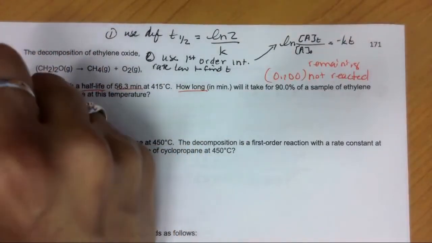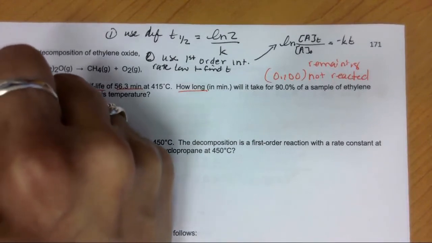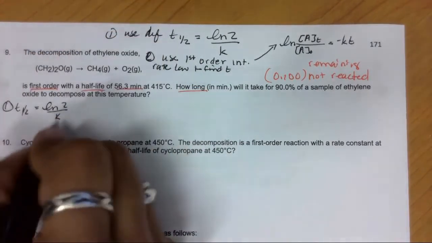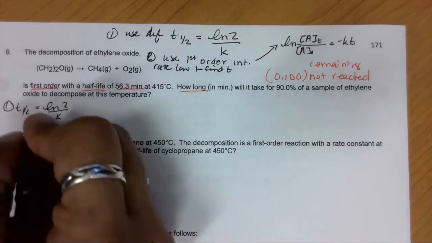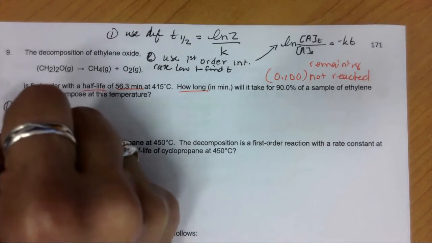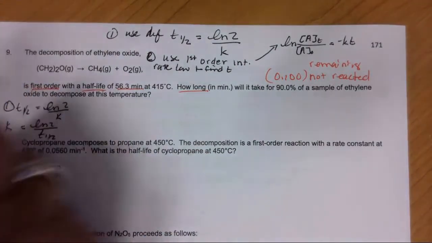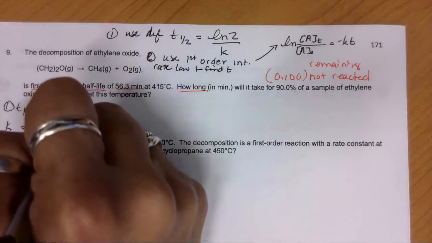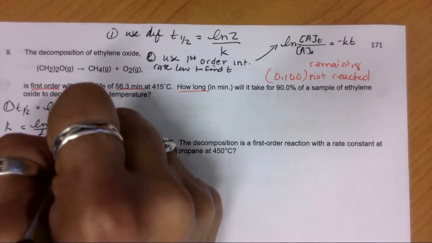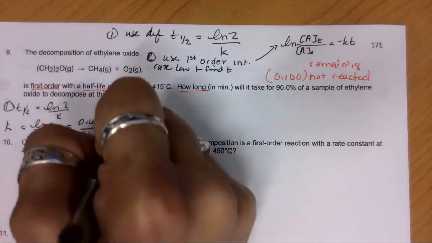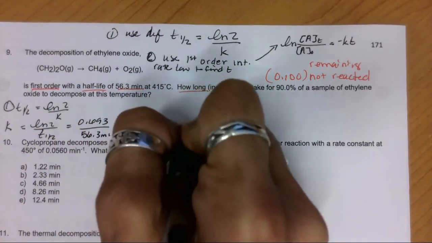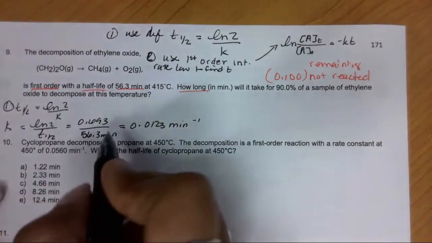Okay, so number one, t 1/2, the half-life here, is equal to the natural log of 2 over k. I'm going to rearrange because I wasn't given k. I've got to find k. Right? So that k is equal to the natural log of 2 over t sub 1/2. Okay? So that is going to be 0.693 divided by we were given this half-life of 56.3 minutes, and that's equal to 0.0123 inverse minutes.